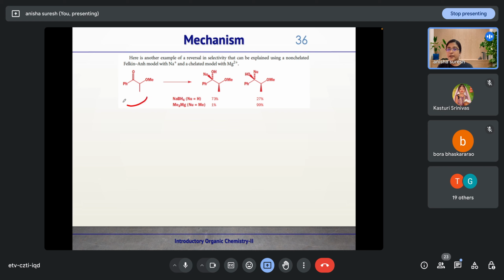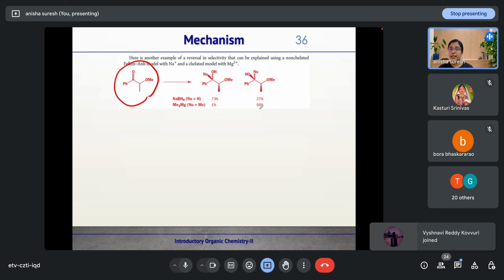So this is one of the examples where we can see the reversal in selectivity to that of the Felkin-Anh model. If NaBH4 is used for reduction, this is the major product that is resulting, and this is the minor product that will be formed. And if we are using a chelating ligand like this, the selectivity according to Felkin-Anh model is getting reversed. So this, which was the major product, is now the minor product obtained in 1% yield only, and this, which was the minor product, now became the major product, which is in 99% yield.